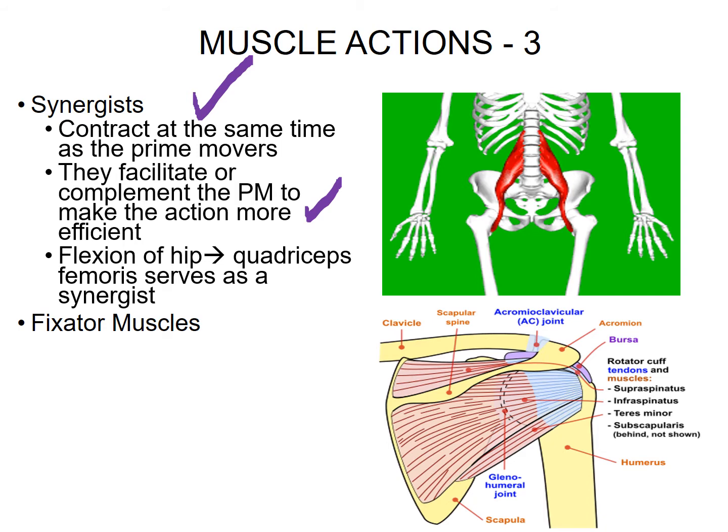Example on your slides here, you have flexion of the hip. Basically, if you're sitting, you're flexing your hips, or just bring your knees to your chest. We have two main muscles, or really you can make the argument for three. Two or three main muscles that help you flex your hip and bring your knee up to your chest.